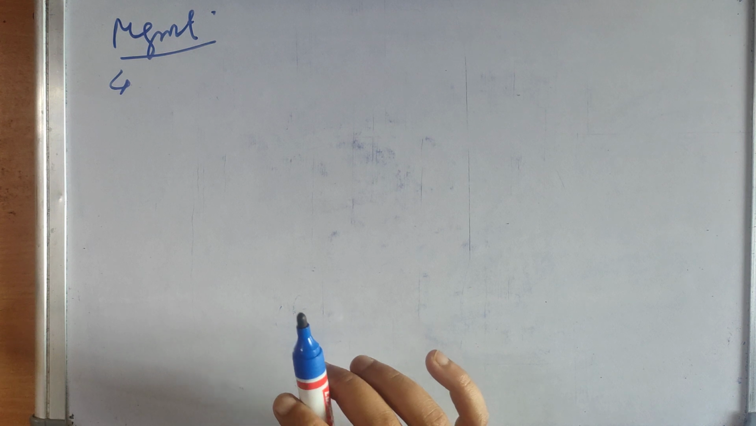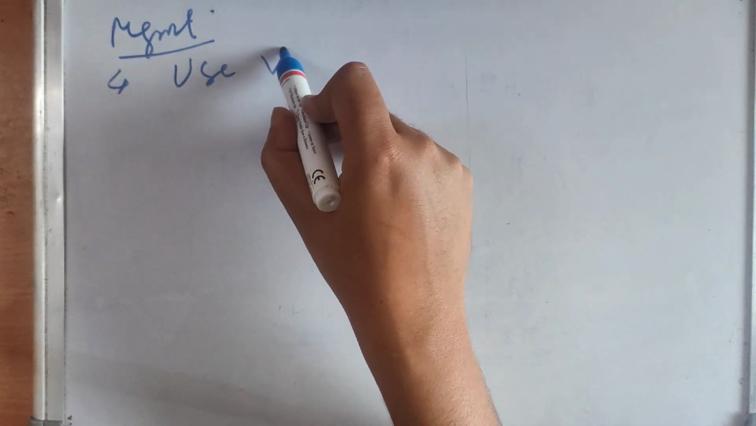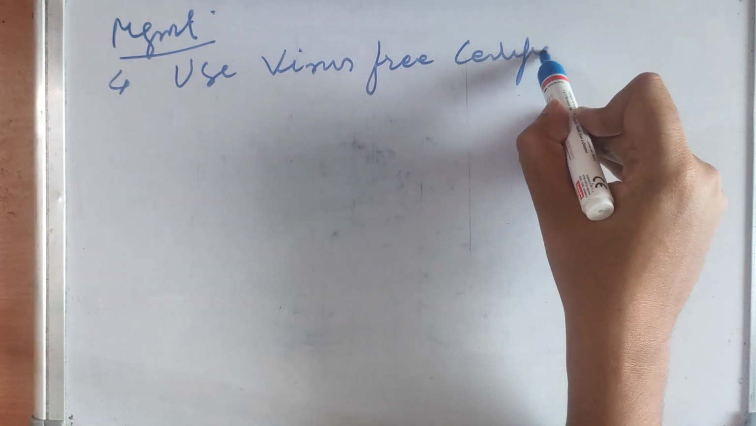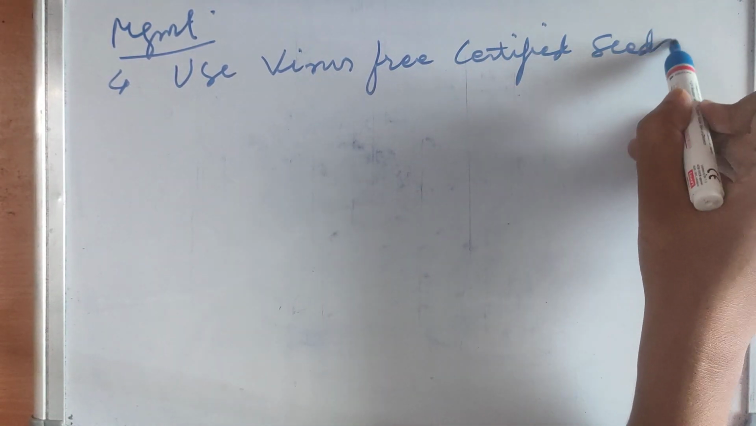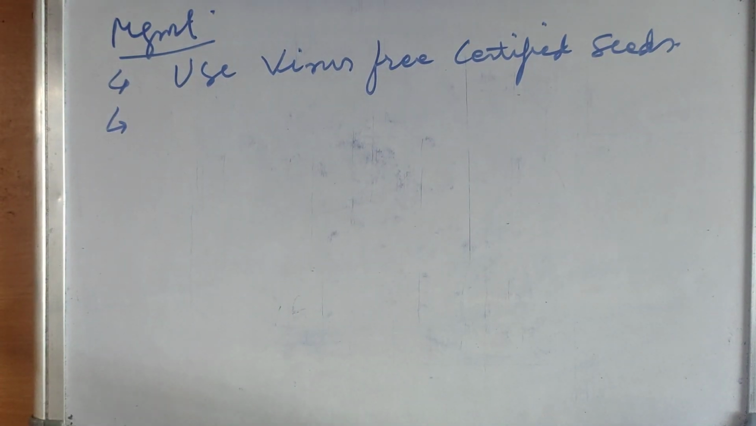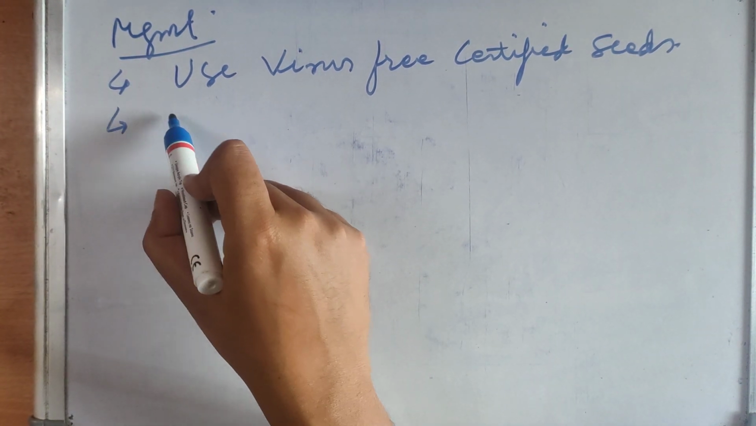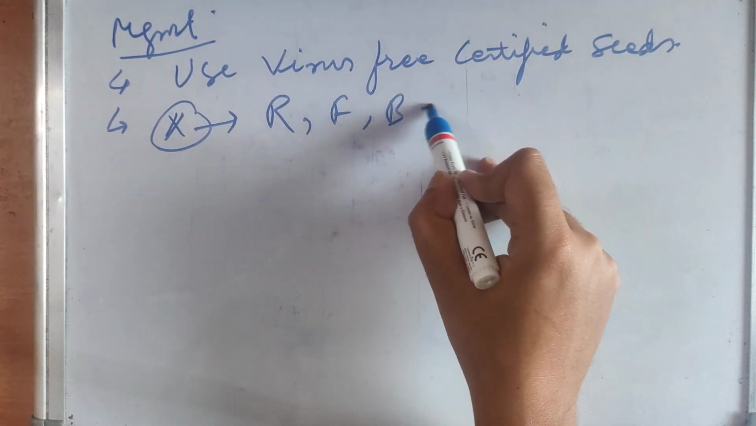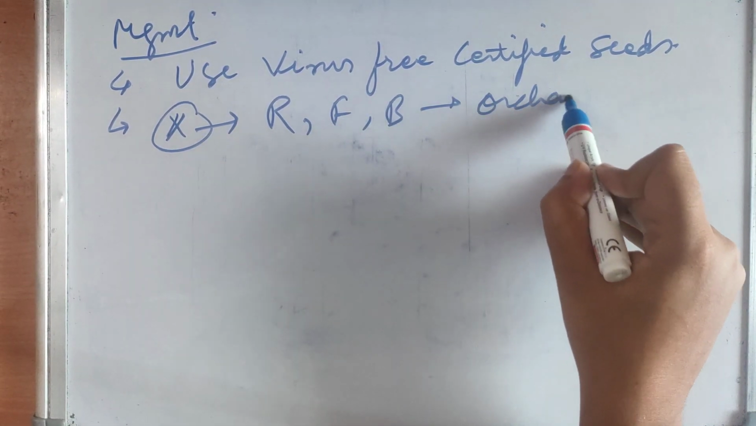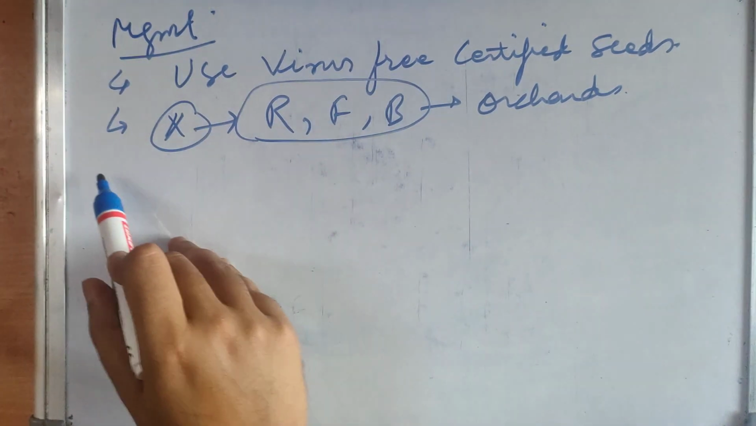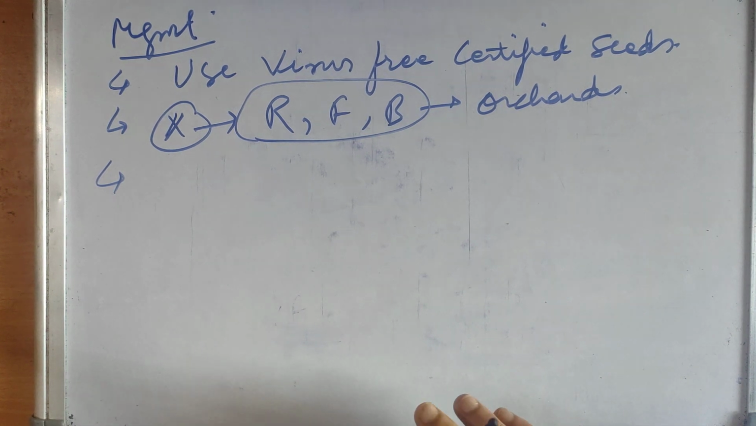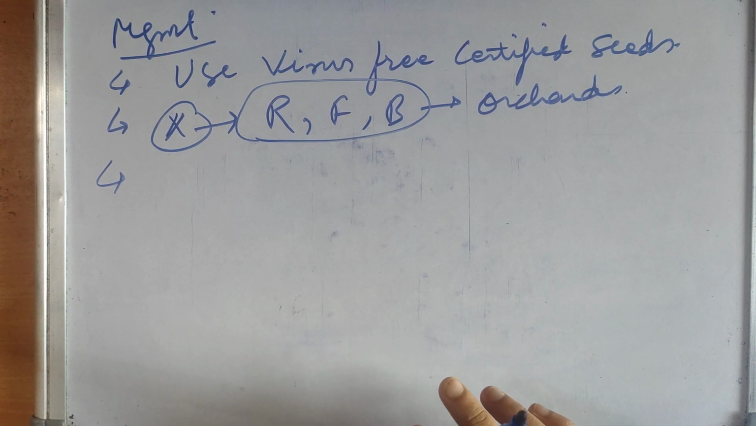First of all, we will use virus-free certified seeds. Secondly, do not sow rice, cotton, fodder, berseem, etc. in orchards, because as I have discussed, these have a different fertilizer requirement compared to citrus crops, which leads to some problems in roots of the citrus crops.